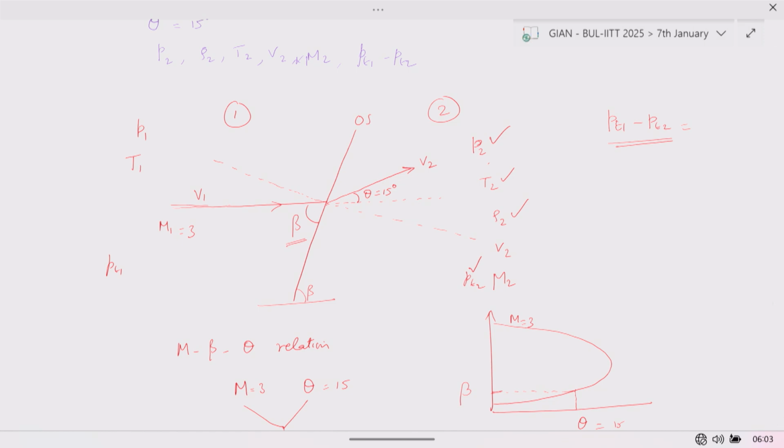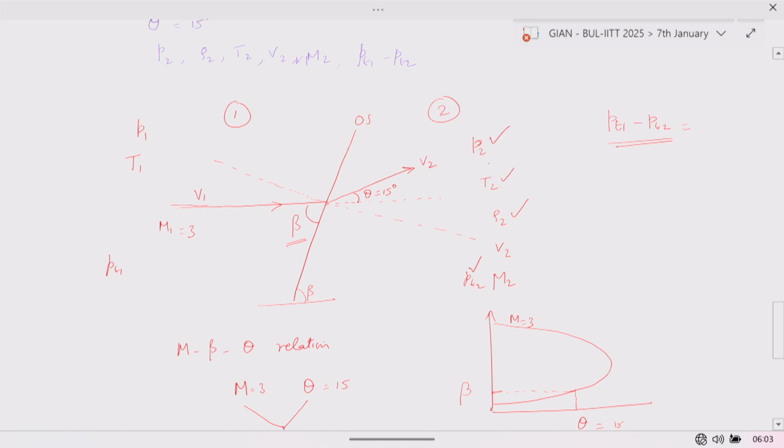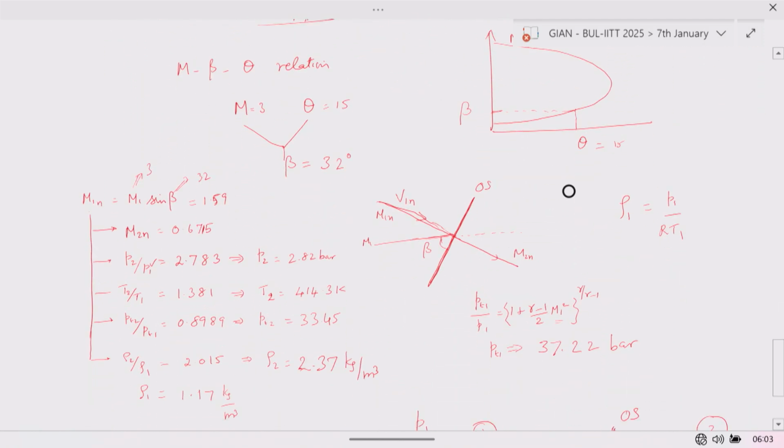37.22 minus 33 point something, whatever we got. What's the value? 3.77 bar is the pressure drop across. Total pressure decreases by that value. Now, we still have two more parameters to calculate.